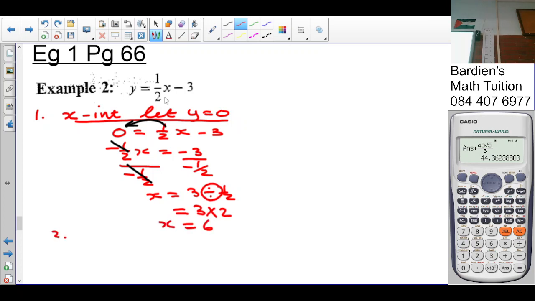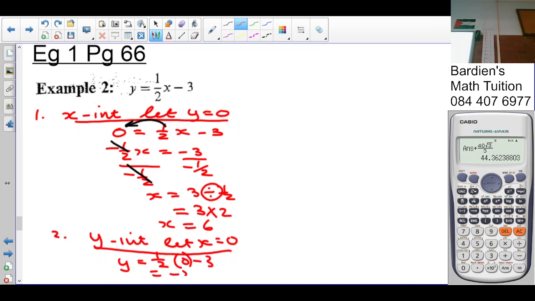Secondly, y-intercept. What do you do for y-intercept? Let x equal 0. So y is equal to half times 0 minus 3. Negative 3.